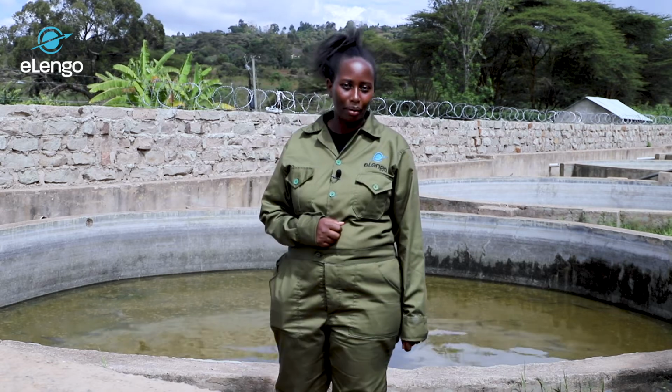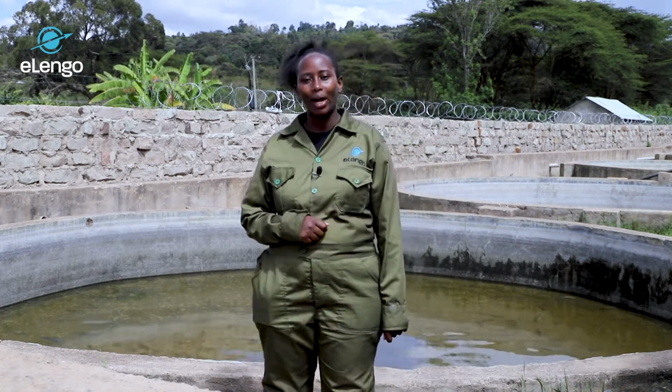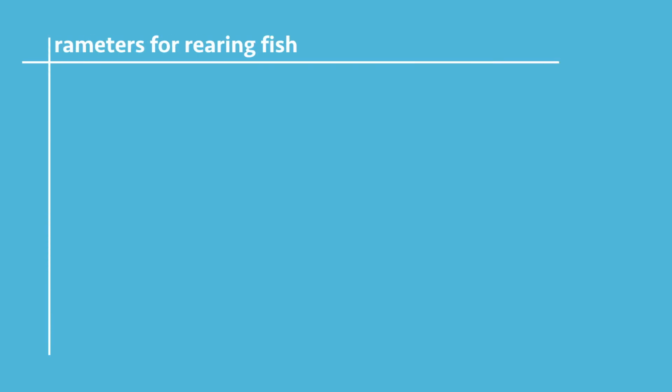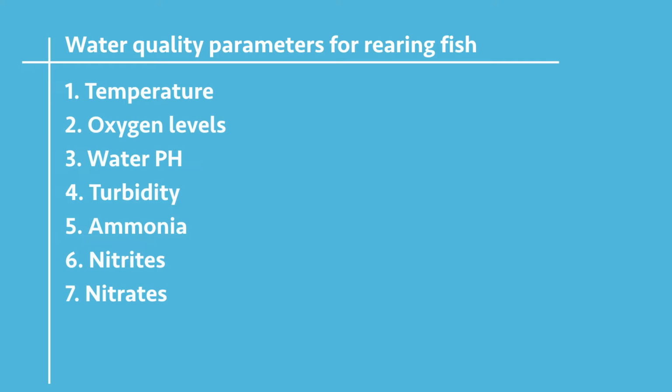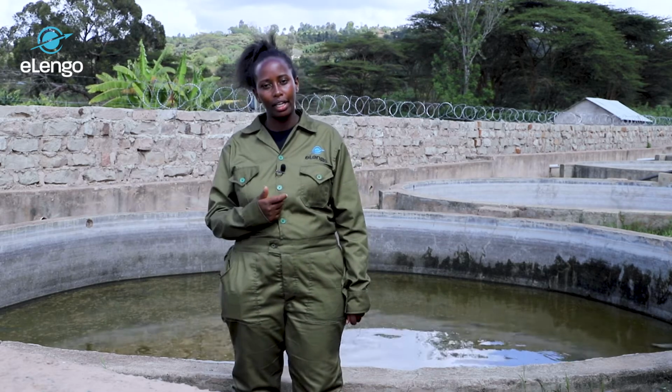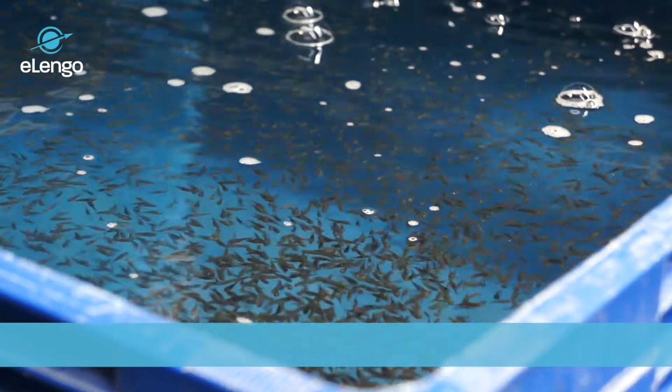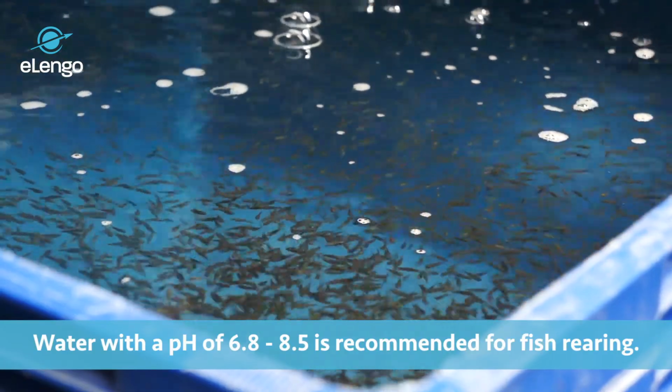The water quality parameters to consider are: 1. Temperature, 2. Oxygen, 3. Water pH, 4. Turbidity, 5. Ammonia, 6. Nitrites, 7. Nitrates. The optimum required oxygen for fish rearing is at least 3 milligrams per liter. The required water pH for fish farming is 6.8 to 8.5.